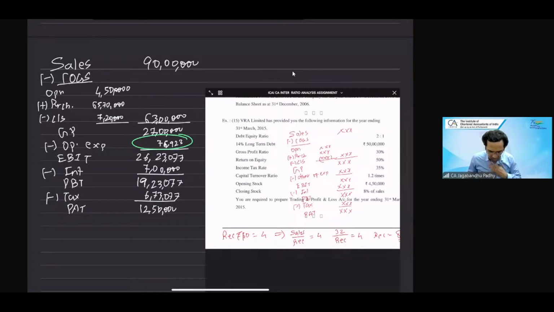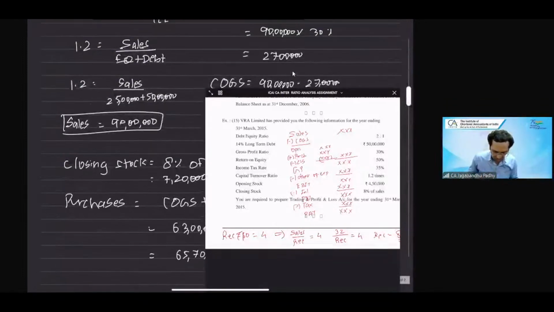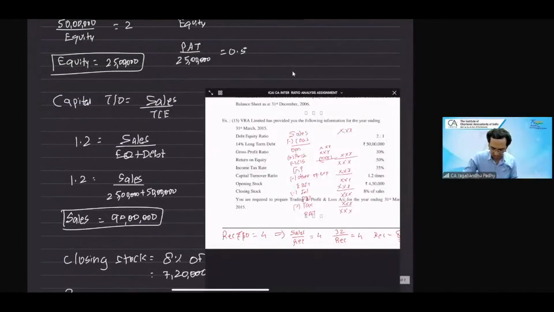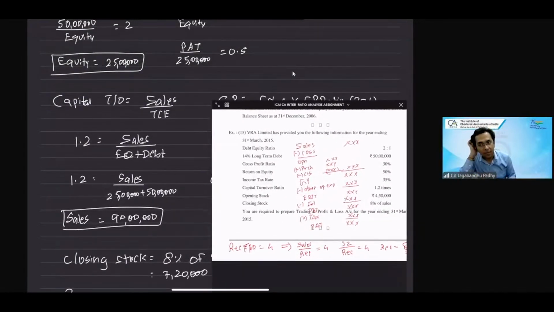Capital turnover is simply the capital employed, right? Sales upon total capital employed. So all turnover ratios we have seen, it is sales upon total upon anything. So it is capital turnover, it is sales upon total capital employed.